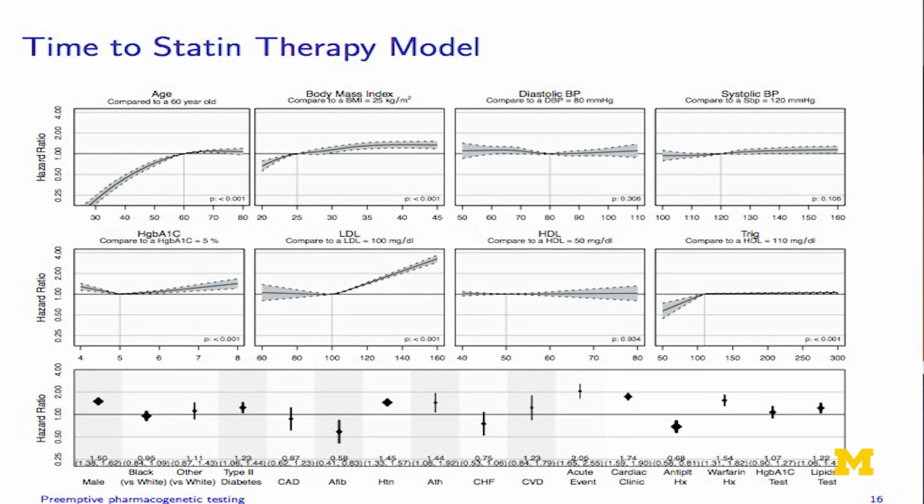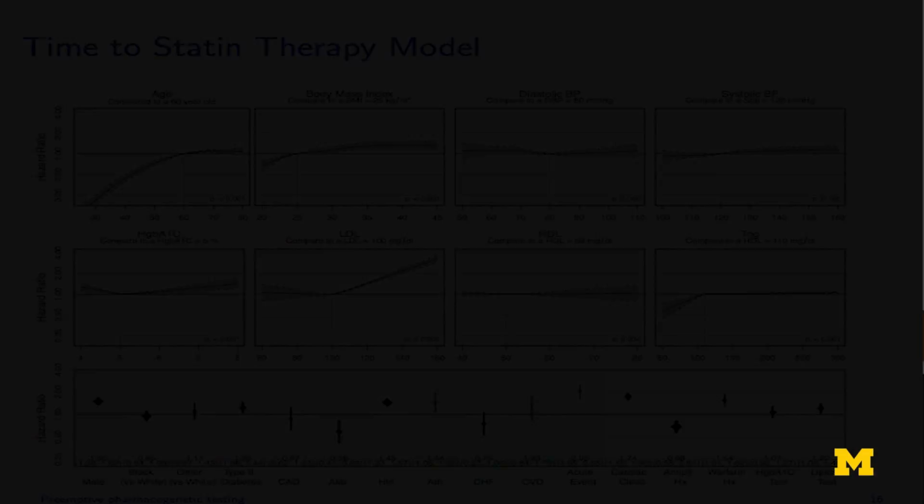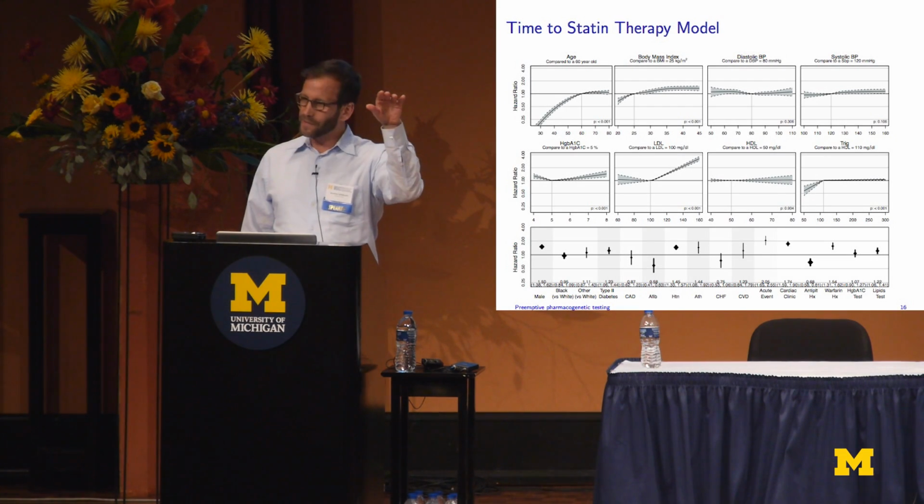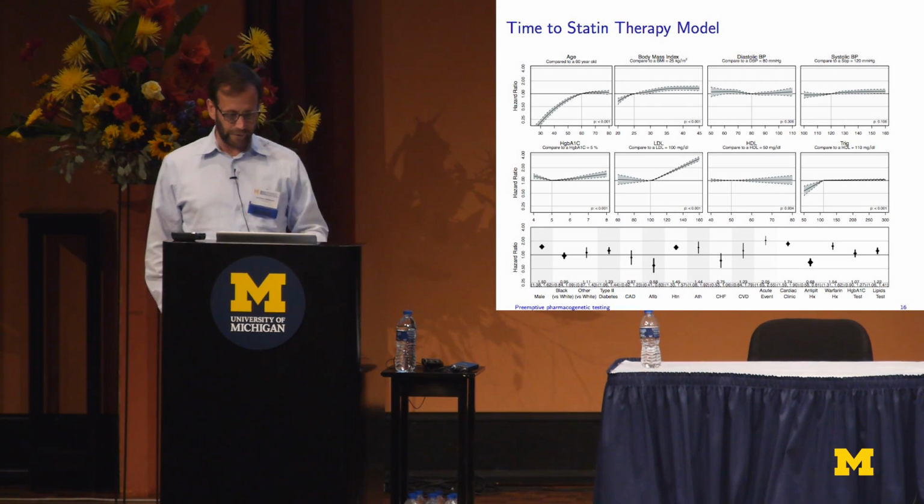And you can see that, for example, age is clearly a nonlinear effect. If you're younger, then there's a big effect of age. But once you get to a certain age, the effect of age seems to plateau. So it's certainly a nonlinear effect.